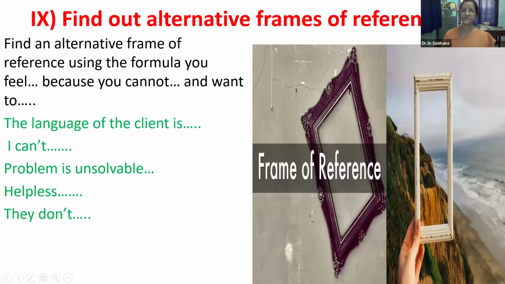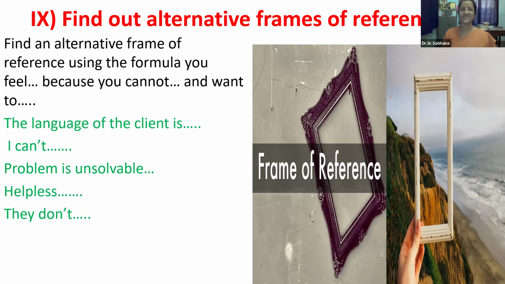Here the next step is the 9th one: find an alternative frame of reference. We already spoke about reframing. Is there any other alternative frame of reference? Find an alternative frame of reference. You are using the formula "you feel because you cannot and want to." Because you cannot is the continuation of the problem, and want to, again the continuation of the problem. Yesterday we saw "you feel." Now we are continuing with "because you cannot and want to."